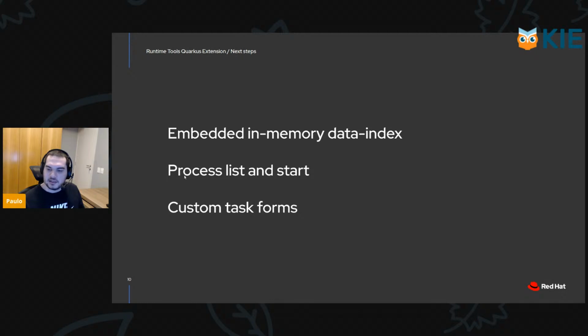And the second item is the process list and start. So the idea of this feature is to list in the extension in a new screen all the process definitions that we have available at runtime when the application is running. And for each definition, you are able to start a new instance of it by filling a form with the necessary inputs. And as you saw in the demo, what I did without this feature is the manual request with the curl command. And with this available, you'll be able to do everything using the UI of the extension.